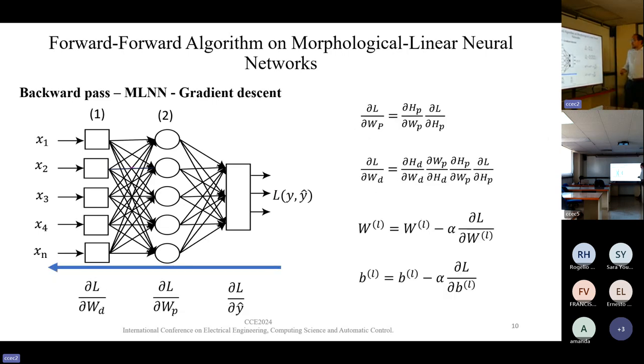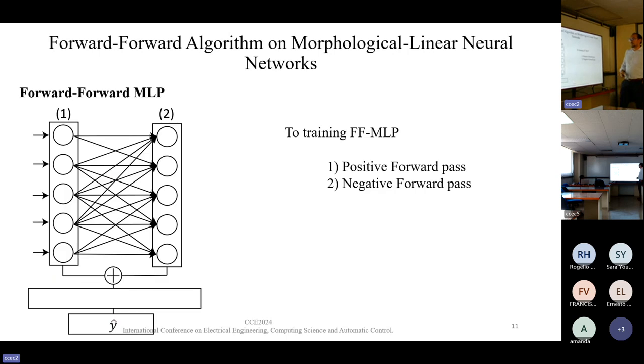In the backward pass, again, we have to retropropagate the error from the last layer to the first layer, knowing in advance the proportional error on each layer for each type of unit. Here we have the gradients for the perceptron layer and for the layer with morphological neurons. After completing those calculations, we are able again to update the weights and the bias, but here we update the perceptron weights and the morphological weights. So this is how the neural network works.